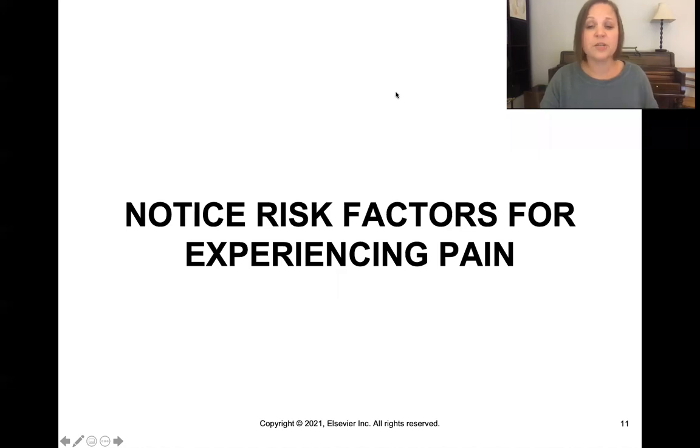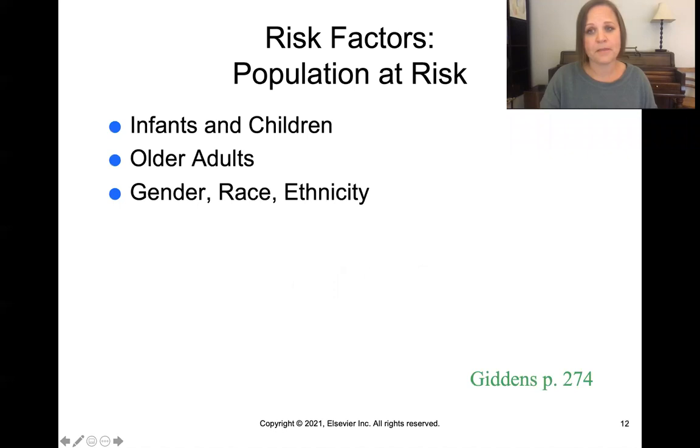So what do we need to notice in terms of risk factors for experiencing pain? Well, we know that infants and children are at risk for having higher pain because, again, they have a hard time understanding how to communicate, or parents may not pick up on the cues that infants or children might experience for pain.